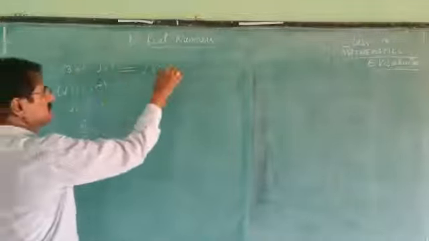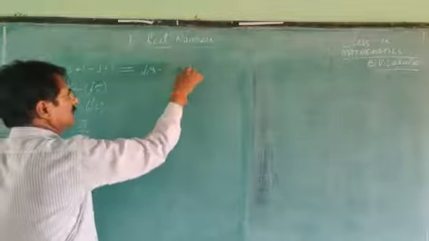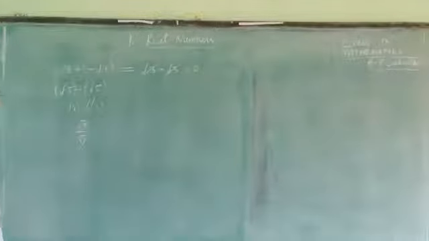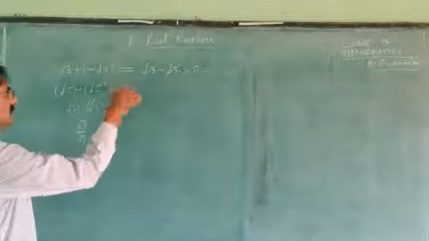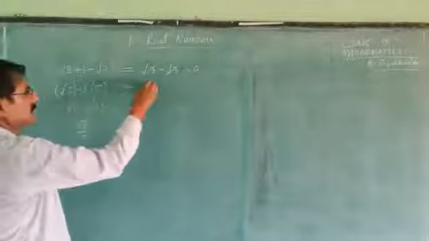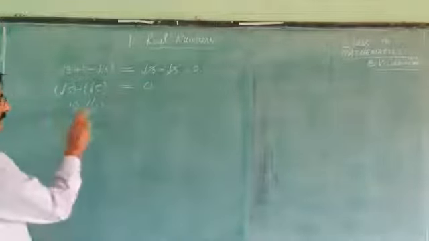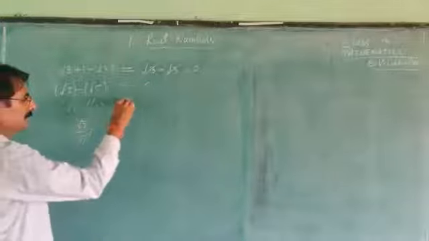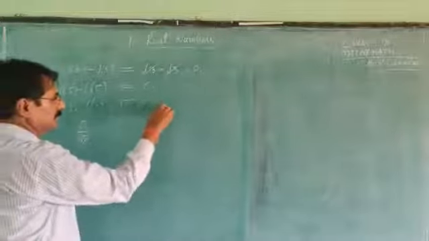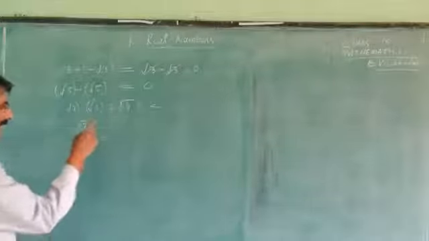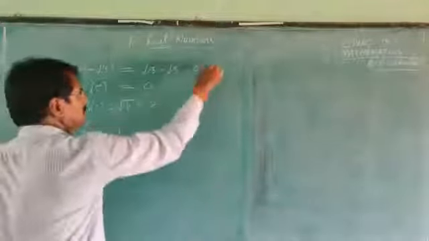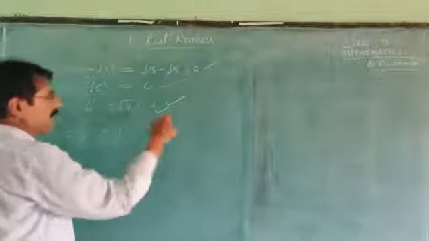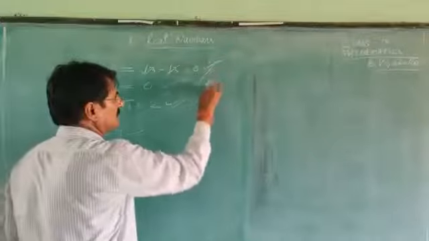Root 3 plus minus root 3, after cancellation we get 0. Because both are equal, the result is 0. The difference of the same numbers is 0. Here also the difference of two equal values is 0. The product of these two, root 2 into root 2, is root 4 equal to 2. 0, 0, 2, 1, all are rational.